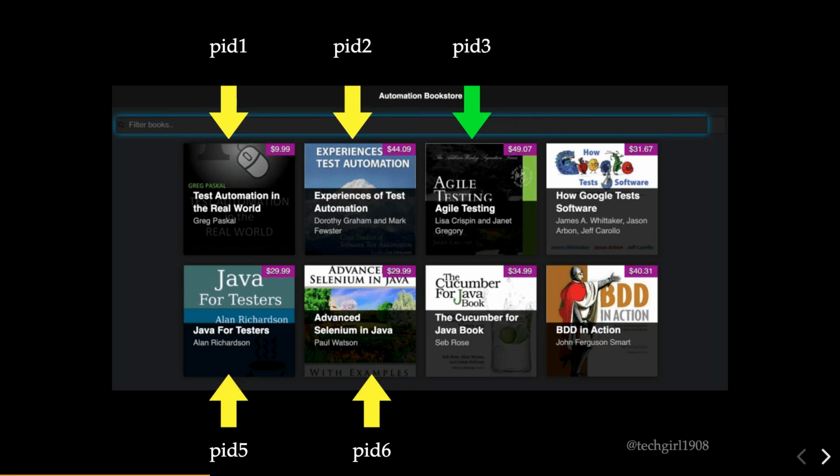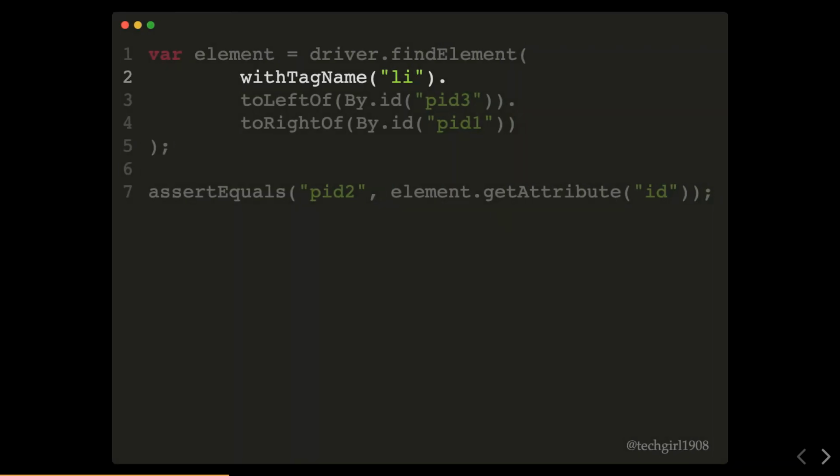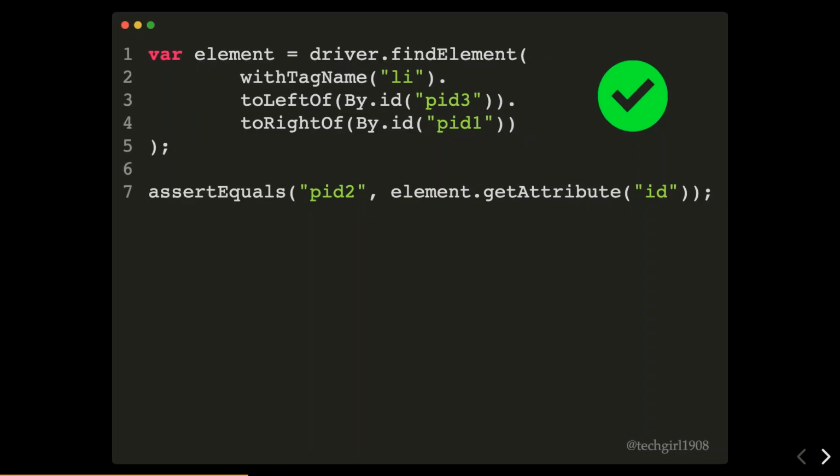Well, we can chain the relative locators together. So if I say, find me the LI to the left of PID3 and to the right of PID1, then that should get me PID2. All right, so let's try this again. We can say, find us an LI element that is to the left of PID3 and is also to the right of PID1. And we expect that this will be PID2. And this passes. Okay.